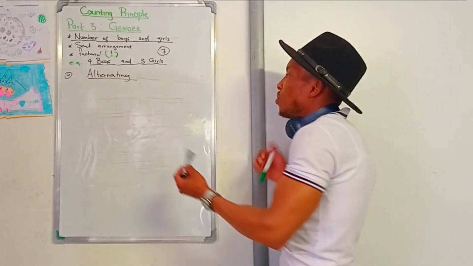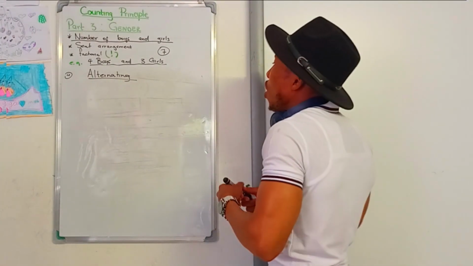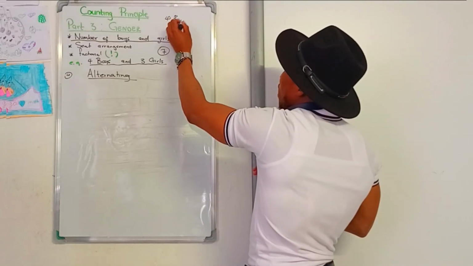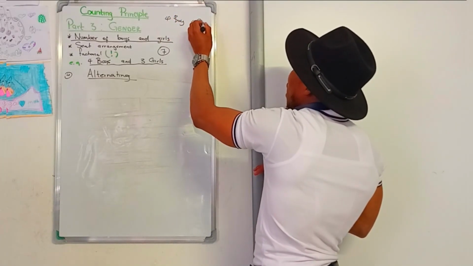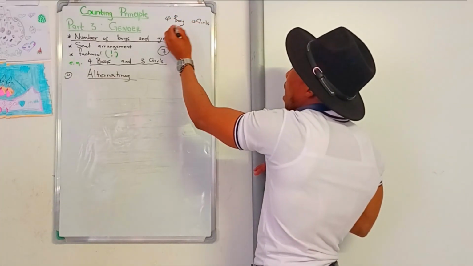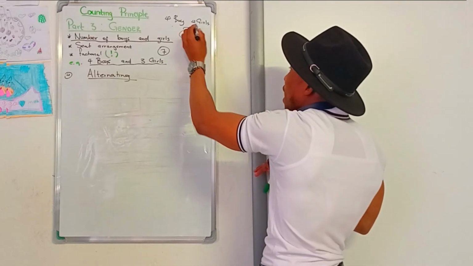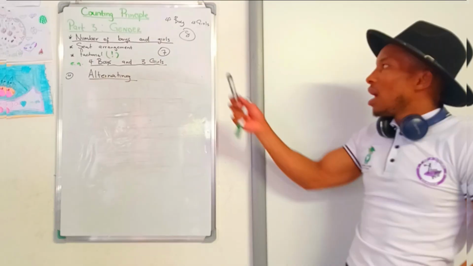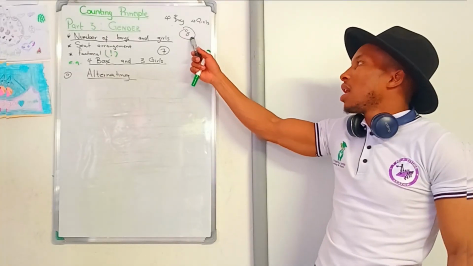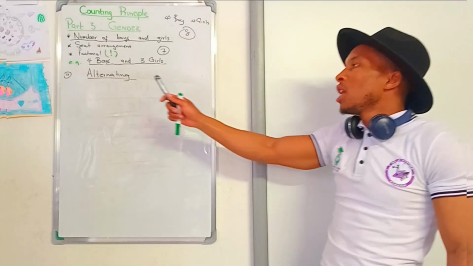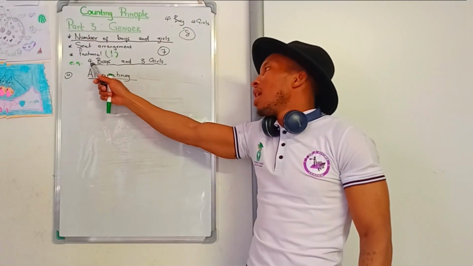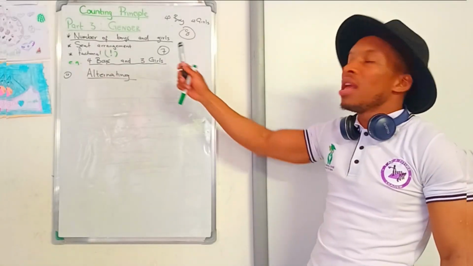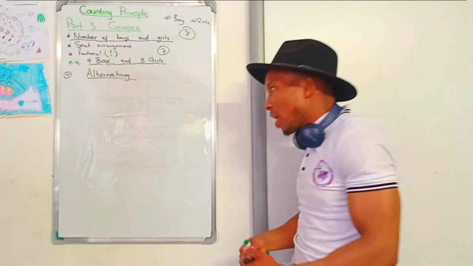You cannot do an alternating arrangement if there were 4 boys and 4 girls. If you add this number, 4 plus 4 gives you 8. Then the alternating cannot happen, since this number is an even number. It only occurs if the number of boys plus the number of girls gives you an odd number. All right, let's go.